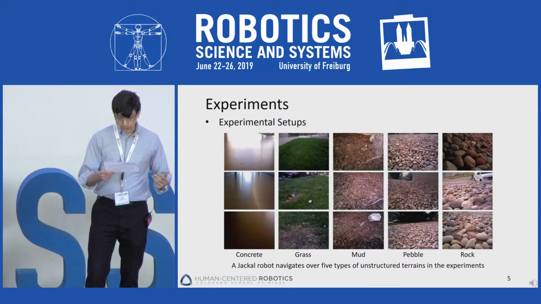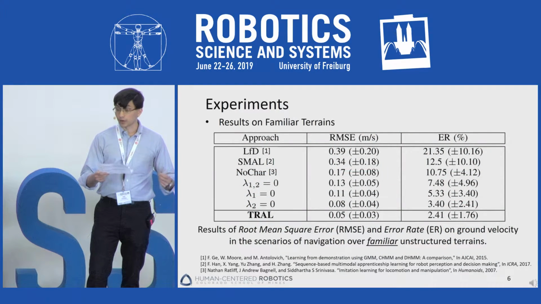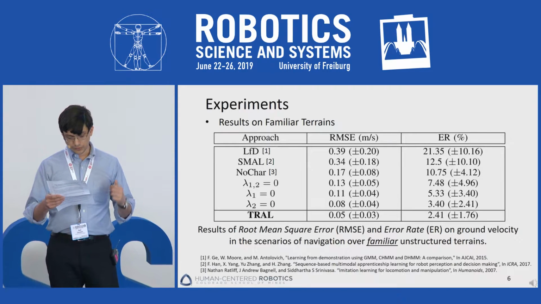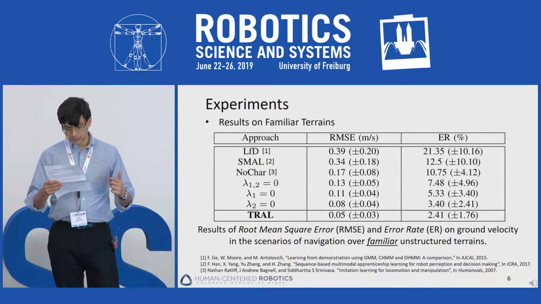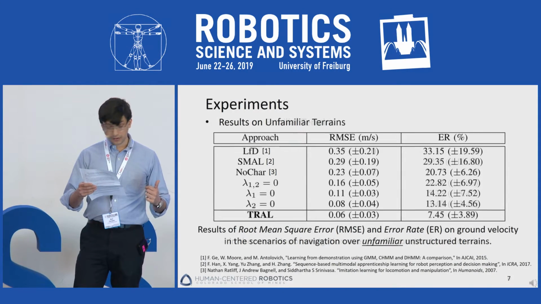To evaluate the performance of TRAL, we collected diverse proprioceptive and exteroceptive sensory data from the sensors mounted on the mobile robot. In addition, we have expert controls of the mobile robot recorded during navigation. So we first test on familiar terrains. In this experiment, we train on 5 types of terrains and then test on only those 5. We use root mean squared error and error rate as metrics. The overall performance compared to previous apprenticeship learning methods is here. So TRAL offers superior performance for both root mean squared error and error rate.